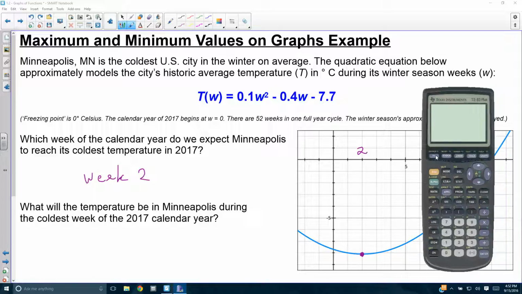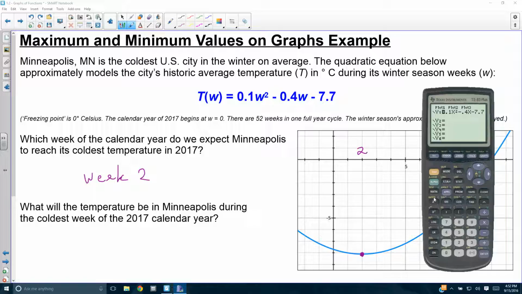So I can turn this on. I'm going to go and plot this stuff. Now for T, I'm going to use y, and for W, I'm going to use x. So 0.1 x squared minus 0.4, whoops, that's a negative, minus 0.4 W, x in this case, minus 7.7.